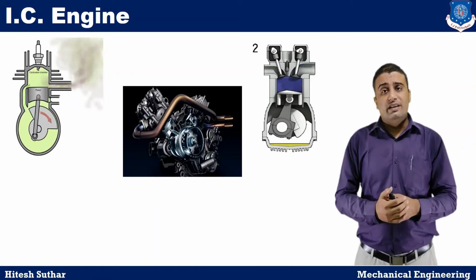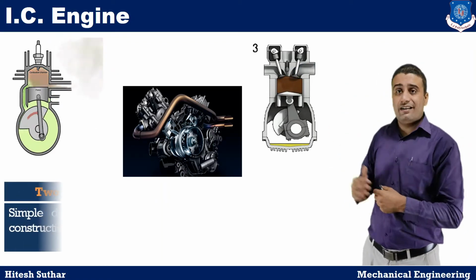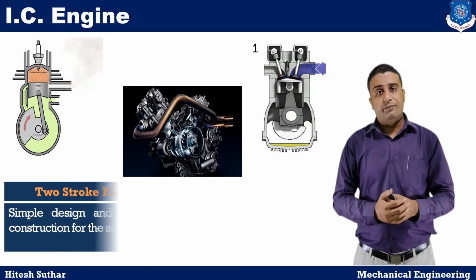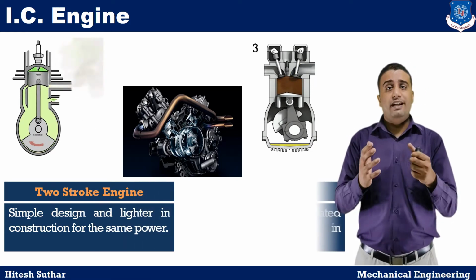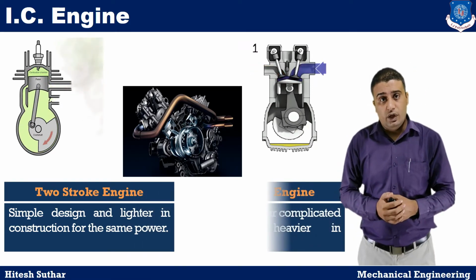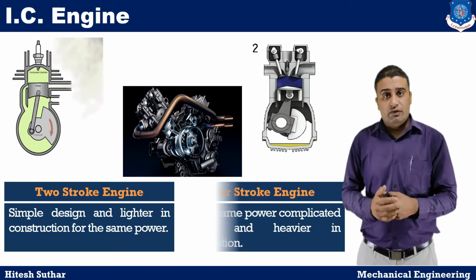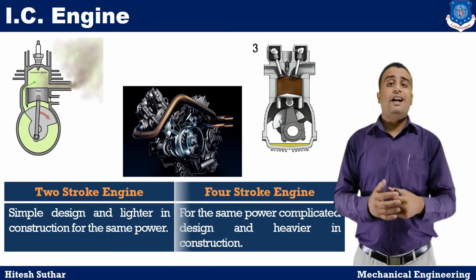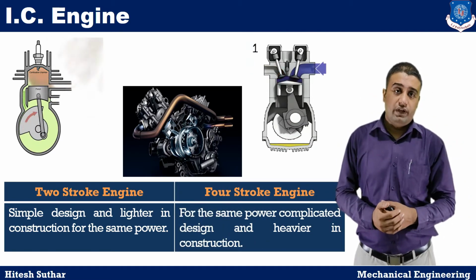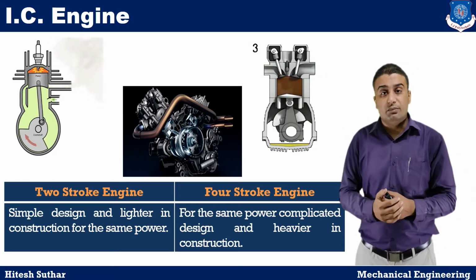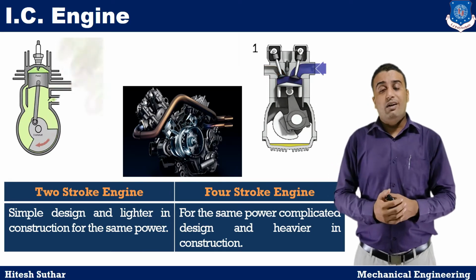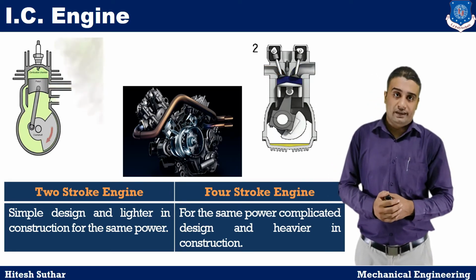In two-stroke engine, simple design and lighter in construction for the same power, as valves are not used in this engine. In that place, ports are used. While in the four-stroke engine, for the same power, complicated design and heavier in construction. As we know, in the four-stroke engine, we use the valve and valve mechanism for the supply of fuel and exhaust of the gases.